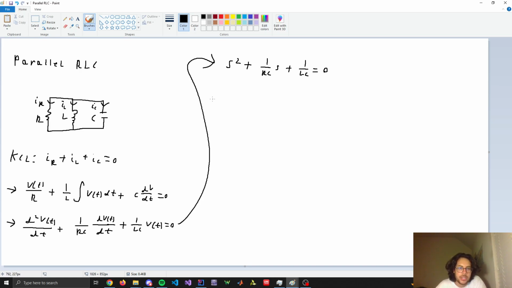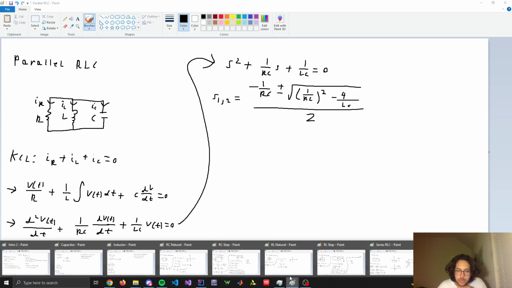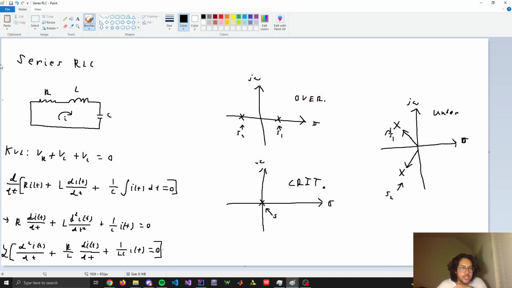That's the difference. So remember, S1 and 2 is going to be the quadratic. So we have negative 1 over RC plus minus the square root of 1 over RC squared minus 4 over LC, all over 2. And just like the series RLC circuit, we also have 3 cases, except this parameter is now 1 over RC. So I'm actually going to go back quickly to the series RLC circuit and write down some parameters that are typically used when solving these.